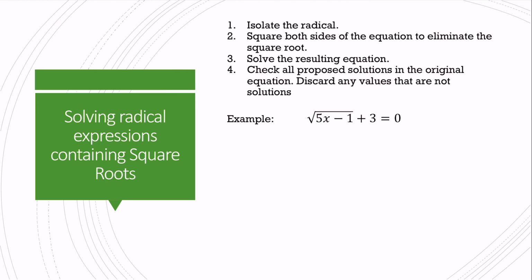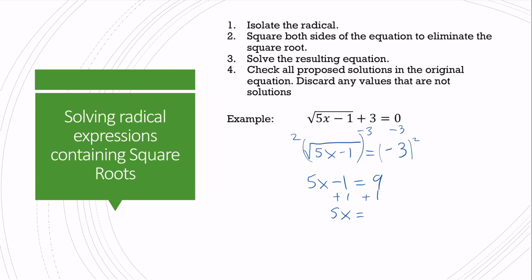Next example, isolate the radical. My radical is not isolated, so I'm going to subtract 3 from both sides. I have the square root of 5x minus 1 is a negative 3. I then need to square both sides. So I have 5x minus 1 is 9. I add 1 to both sides. 5x is 10. Remember, we combine like terms. We're trying to solve for x. I divide both sides by 5 and get x is 2.